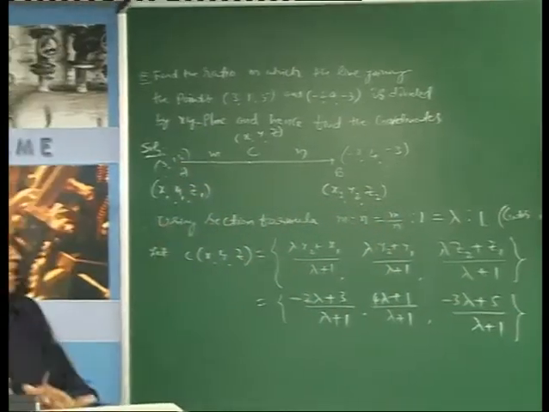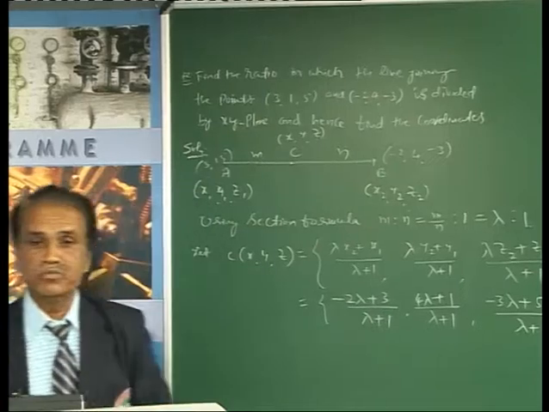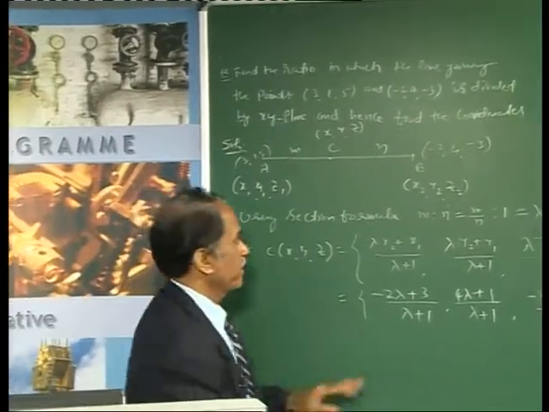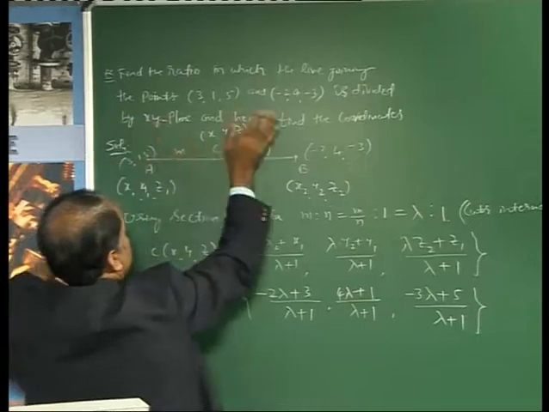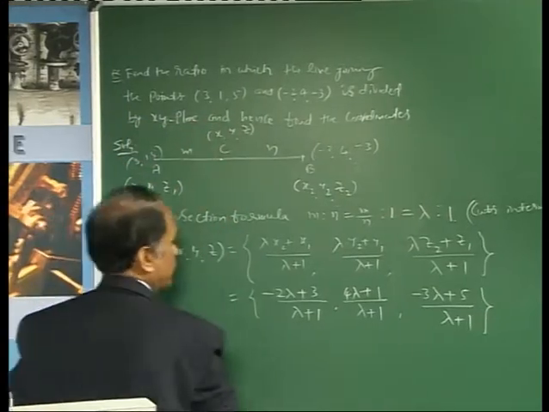So, we do not know the value of lambda. Now, it is to be calculated in particular. Fine. Another piece of information is given: that the point is divided, that means the line is divided by the xy plane.